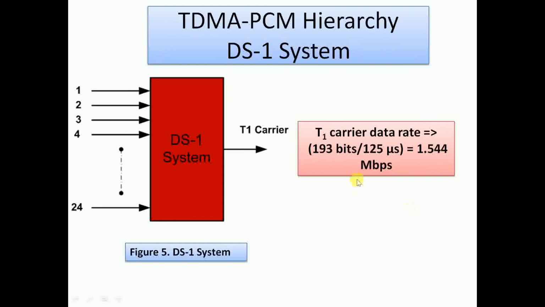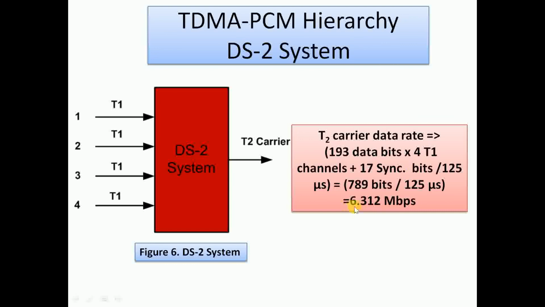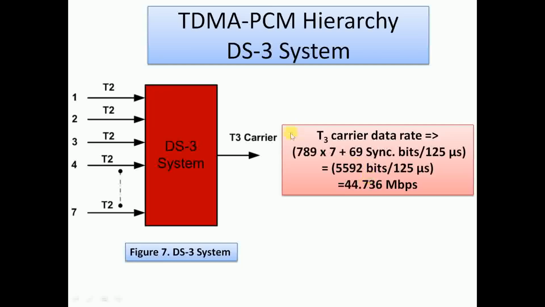You can compare: in the T1 carrier the data rate is 1.544 megabits per second, which is increased to 6.312 megabits per second in the T2 carrier, where 4 T1 carriers are digitally multiplexed to generate the T2 carrier. Now we come to the T3 carrier. The T3 carrier, which is digital system 3, the third level, is where 7 T2 carriers are multiplexed to generate the T3 carrier.